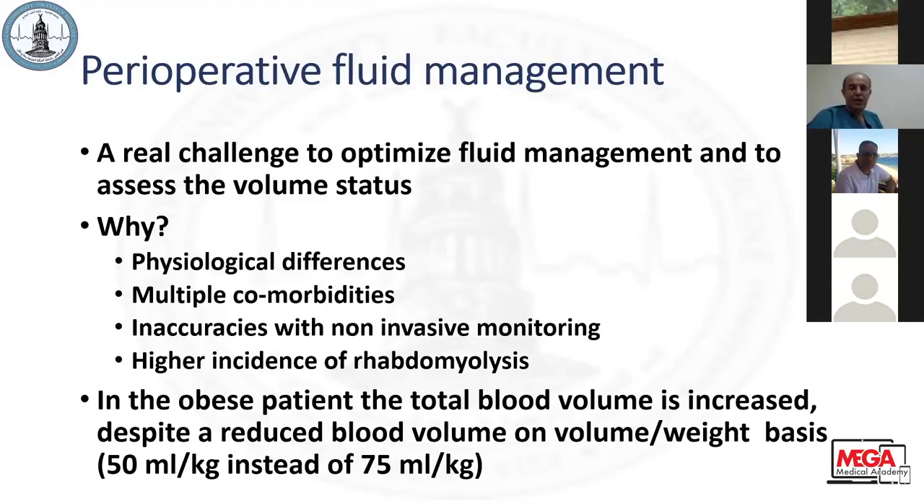In the obese patient, the total blood volume is increased despite a reduced blood volume on a volume over weight basis. This means that the obese patient has a blood volume of 50 milliliters per kg instead of 75 milliliters per kg for the non-obese, but with a higher total blood volume.